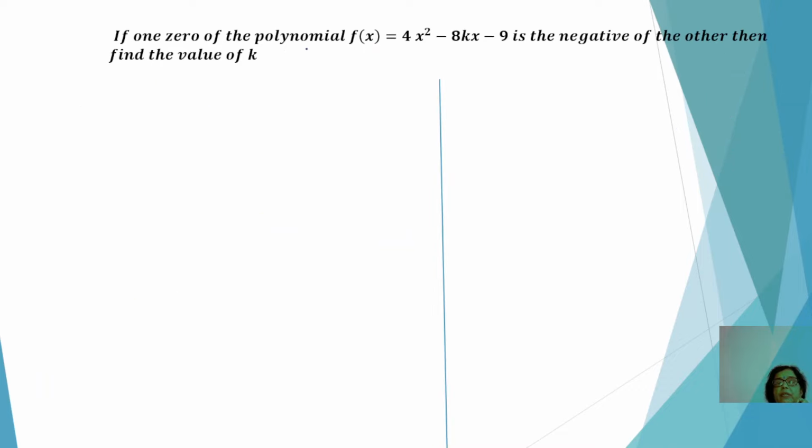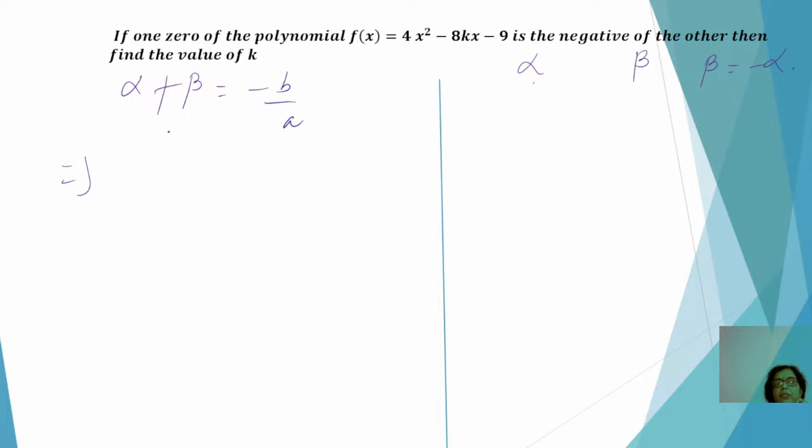Next concept is, if one zero of the polynomial is the negative of the other, then find the value of k. So here one zero is the negative of the other. If the zeros are alpha and beta, we can either take alpha is equal to minus beta, or we can take beta is equal to minus alpha. So I am taking here beta is equal to minus alpha. Now here we'll apply the summation rule, alpha plus beta is equal to minus b upon a.